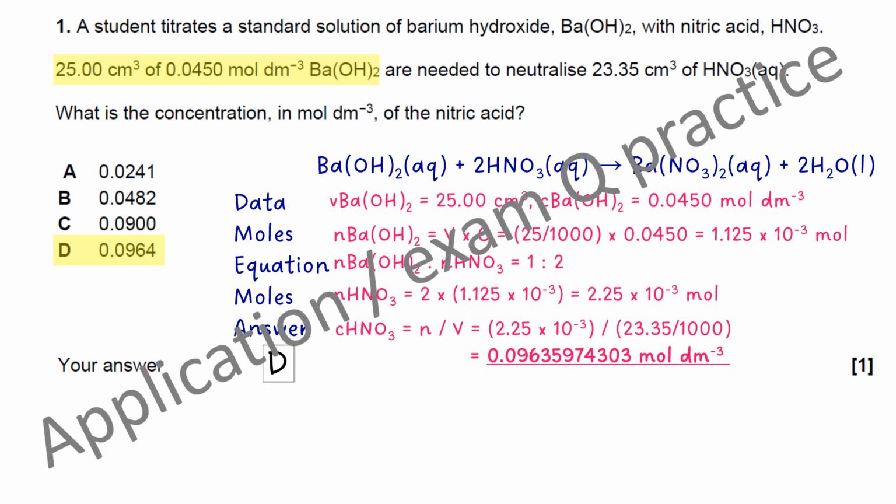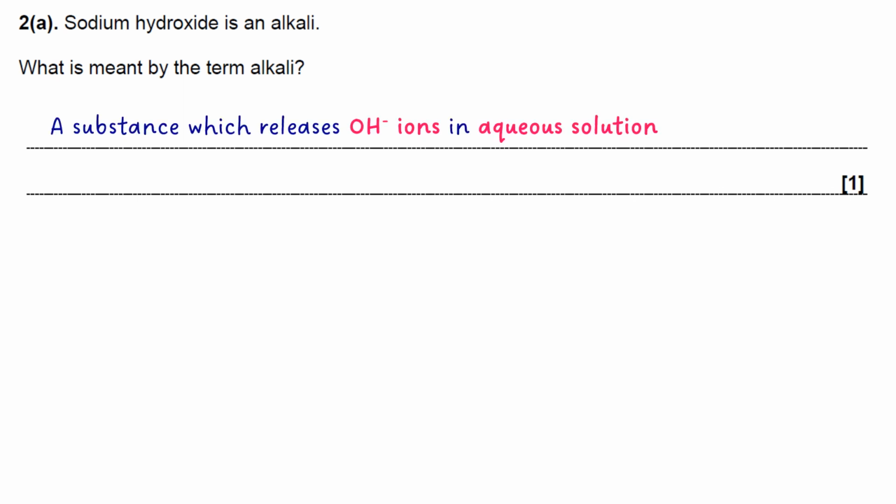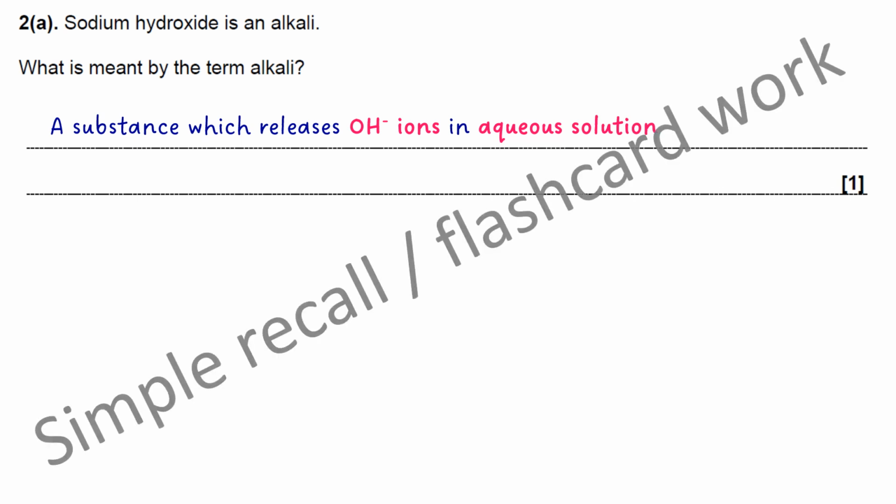So this is an application exam question, practice type question. We'll look at another one like it, which is not multiple choice, a little bit later on. So this one is a straightforward recall of a fact. So what is meant by the term is simply making sure you learn what an alkali is as defined at A level. So it releases OH minus ions in aqueous solution, and the important parts of the definition are in red. So like we said, this is simple flashcard work rather than practicing exam questions.